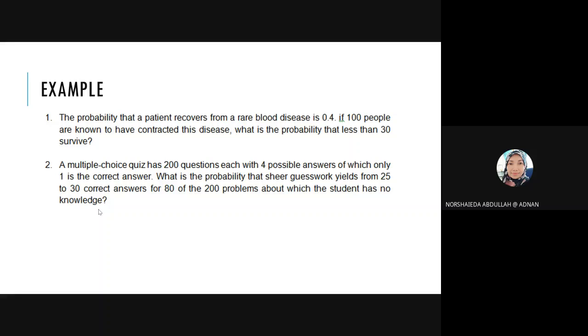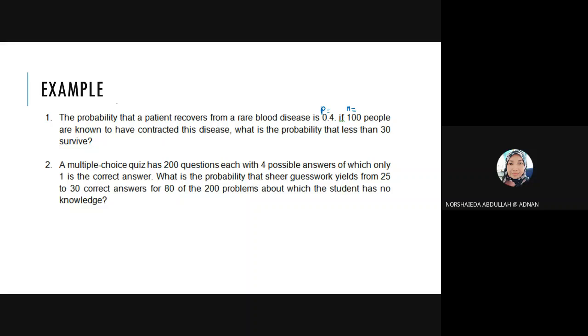Let's go through the example. Example 1. We have the probability that a patient recovers from a rare blood disease is 0.4. If 100 people are known to have contracted it, okay, so 0.4 is our P and 100 is our N. What is the probability that less than 30 survive? We study 100 people, and we want to find the probability that less than 30 will survive.